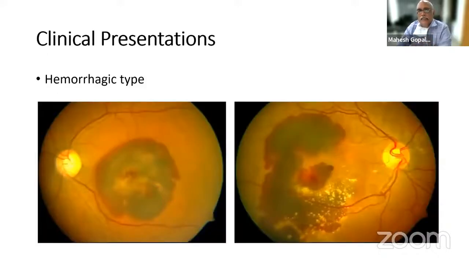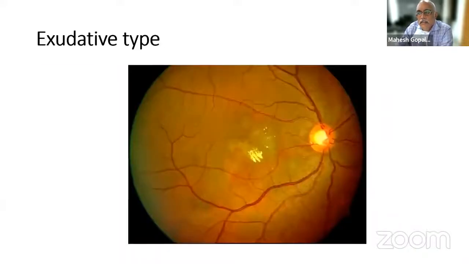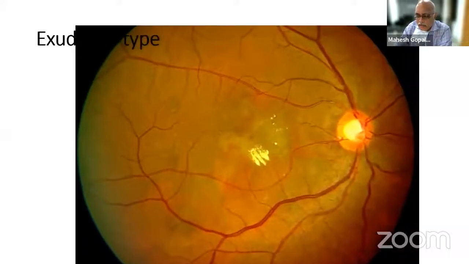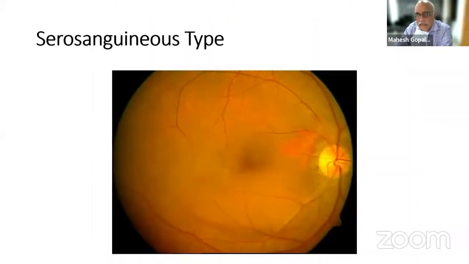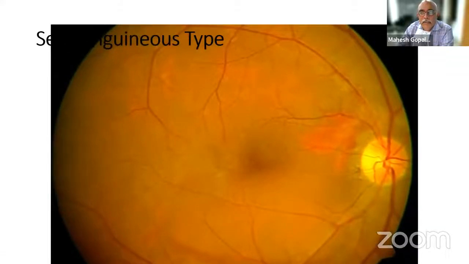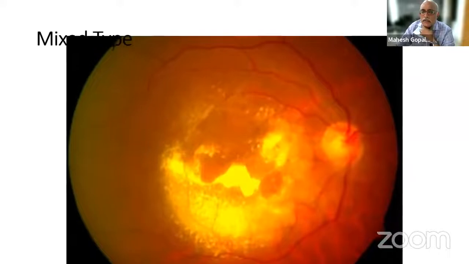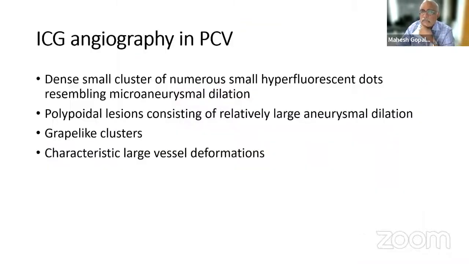Clinical presentations vary: subretinal hemorrhages in a hemorrhagic type, then an exudative type, where a lot of exudation is there. Then serosanguinous, where you can see a tinge of blood also. Here the orange lesion, the polyp, is seen in the serosanguinous type. Then the mixed type, with exudates, hemorrhage, everything together. So these are all different types of PCV clinical presentations.